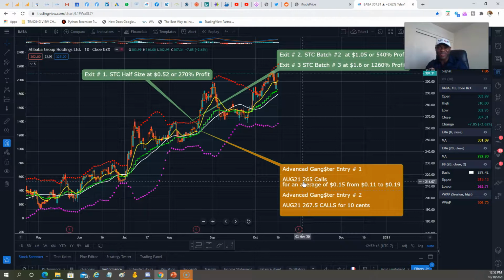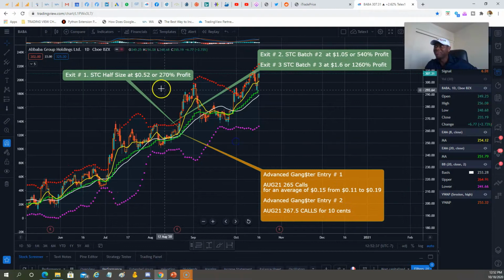Now I find myself with more contracts, be it at different strike prices, but as the stock is moving in my direction favorably, at my first exit I start selling, taking partial profit. So that's what this means. This is partial profit, exit number one at 270%. So folks, I bought contracts at 15 cents, 10 cents thereabouts, and I'm selling them at 52 cents. That's the whole principle behind that.